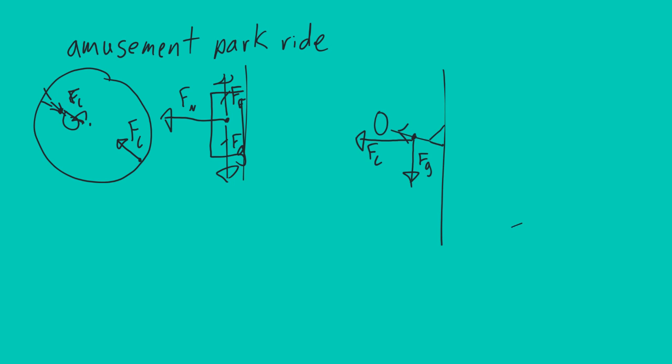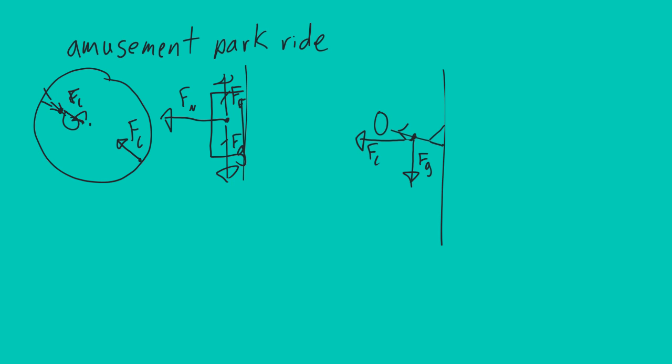So we can draw that addition of the forces here. That would be the net force. So he should be moving in, but he should also be falling. But when people are on this ride, they don't actually fall. They stay there. So there must be another force that is keeping him upright.